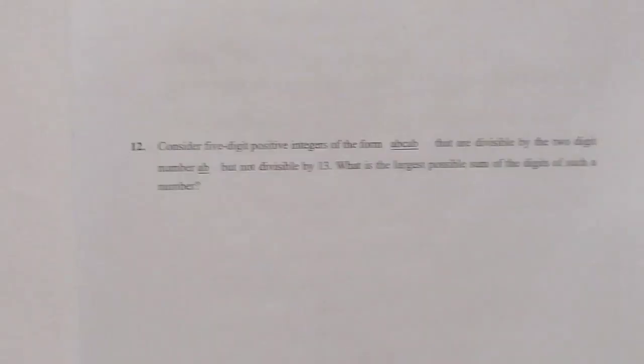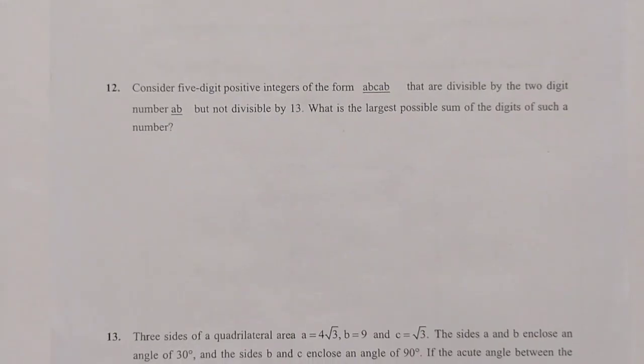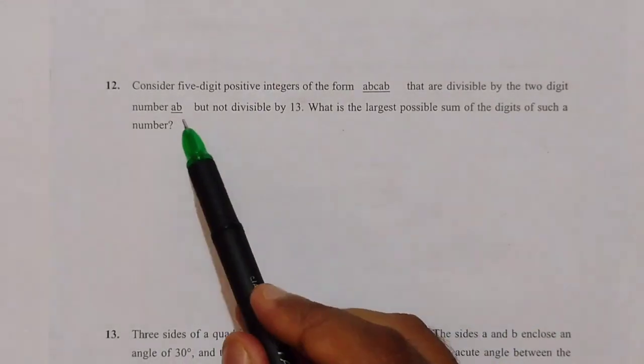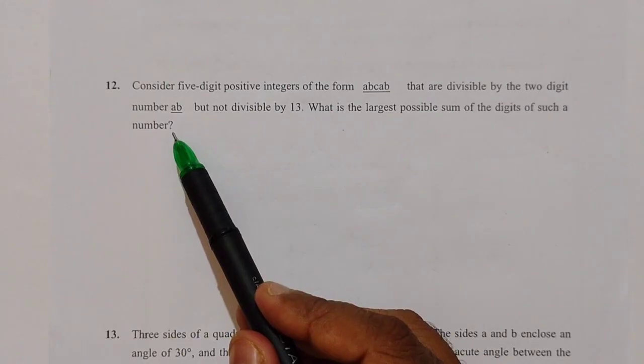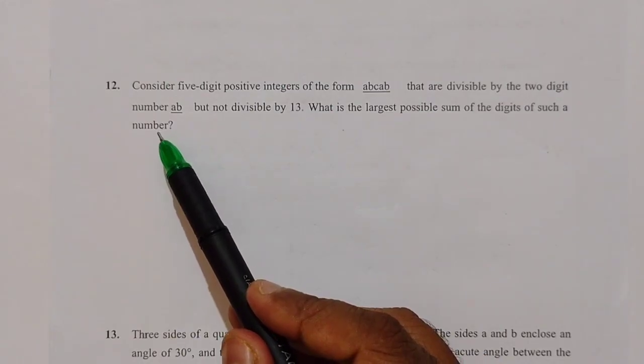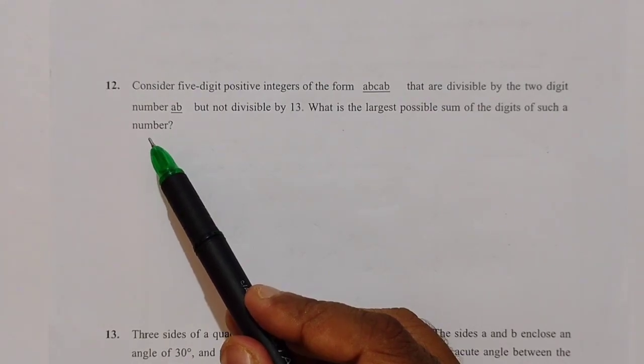Now we have problem number 12. In this problem, we consider 5-digit positive integers of the form ABCAB that are divisible by the 2-digit number AB, but not divisible by 13. What is the largest possible sum of the digits of such a number?